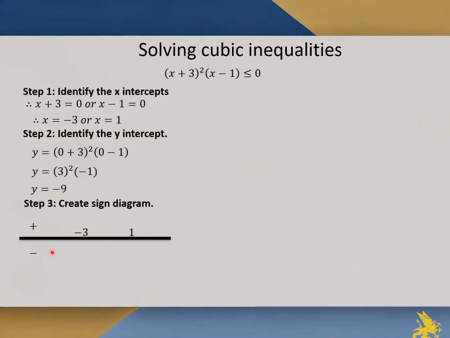On my left-hand side, I'm just going to pick -4. -4 plus 3 gives me a negative. But remember, this is a square, so it's a negative and a negative. And then x minus 1, so -4 take away 1, and that gives me a negative.